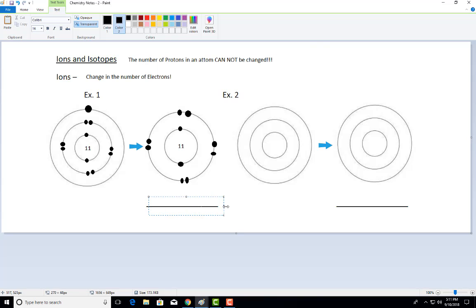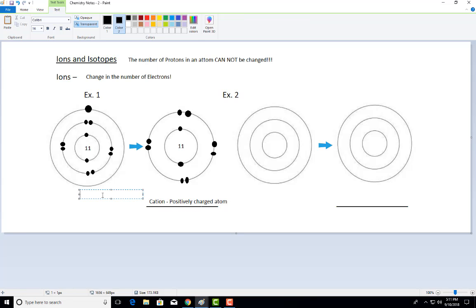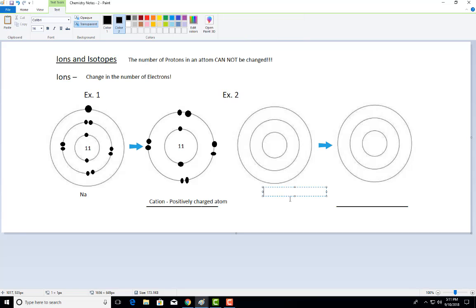Positively charged atom. Okay, here we go. By the way, just so you know, this is sodium, lowercase a. That's sodium. So that's a positively charged atom. Let's do a negatively charged atom.